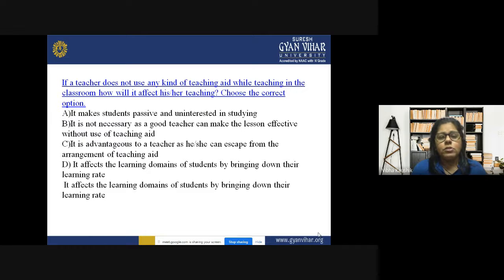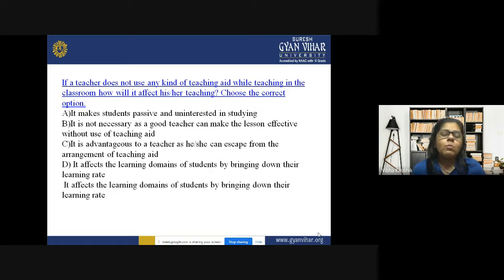C, it is advantageous to a teacher as he or she can escape from the arrangement of teaching aids. Meaning if the teacher is taking the teaching aids into the classroom, he has to decide where to place the teaching aids in the class so that everyone can easily see them. So if he is not taking them, he or she escapes from the arrangements of teaching aids in the class. D, it affects the learning domains of students by bringing down their learning rate.